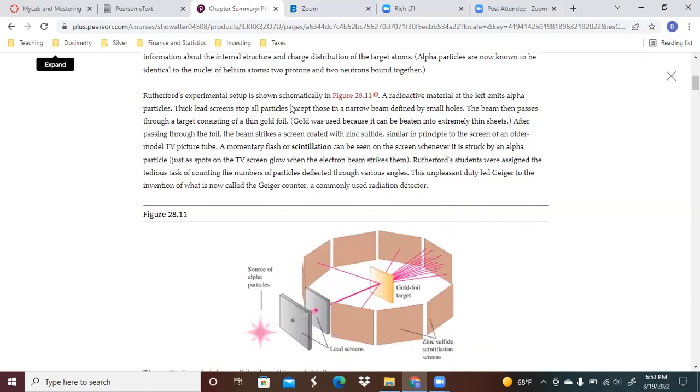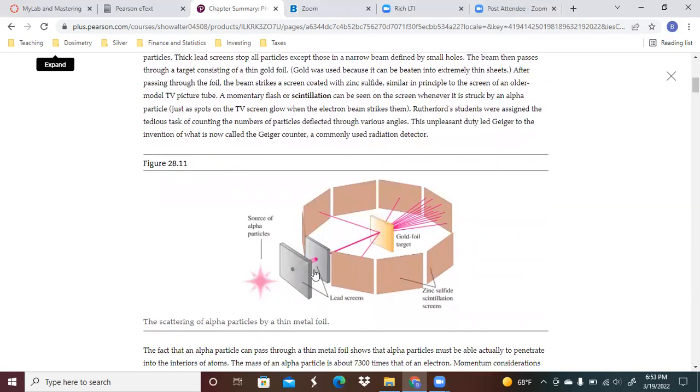So Rutherford's experimental setup is shown here. Radioactive material right here emits alpha particles. This thick lead screen stops all the particles except those in a narrow beam defined by small holes. So in other words, this is going to stop everything except those going straight at a trajectory here onto that gold foil target. And gold was used because you can take gold and beat it into extremely thin sheets.